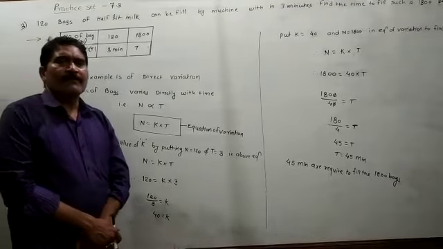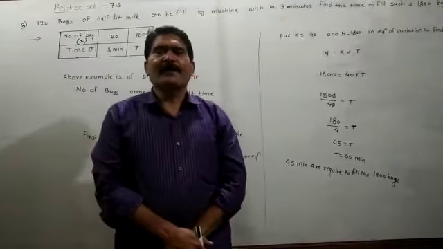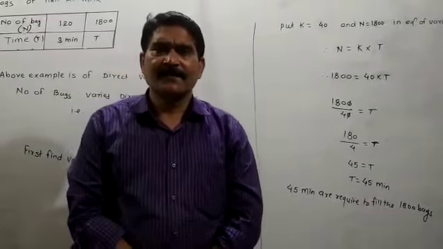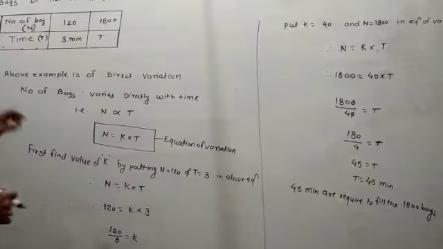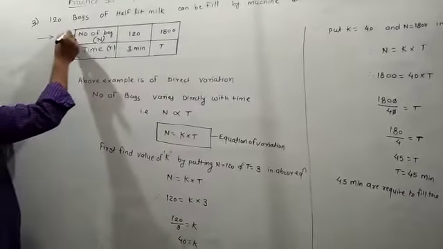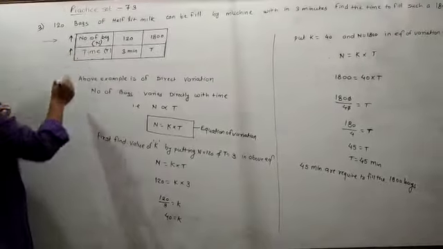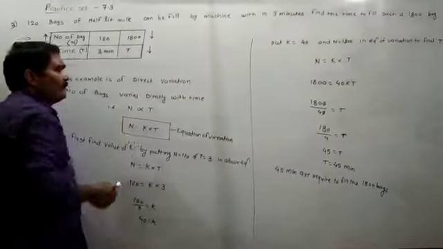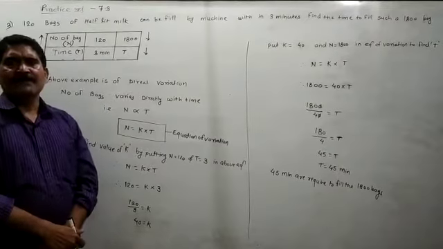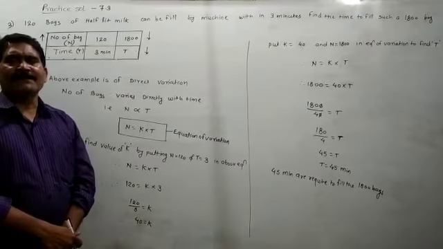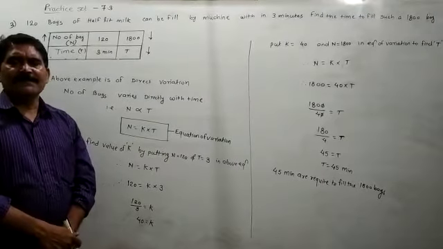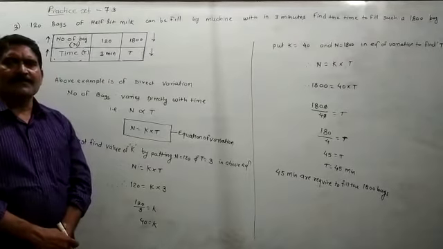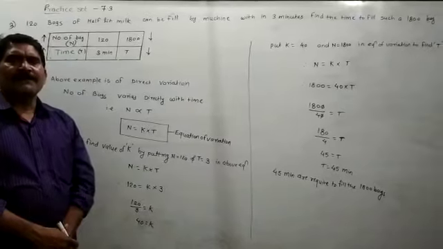First of all, if you want to solve this problem, you have to identify whether this problem is of direct variation or inverse variation. So I will explain it like this. If the number of bags increases, then the time required to fill the bags will also increase. And if the number of bags decreases, then the time required to fill the bags will decrease. So if one quantity increases, another simultaneously increases, and if one quantity decreases, another quantity simultaneously also decreases. Such a variation is called direct variation.